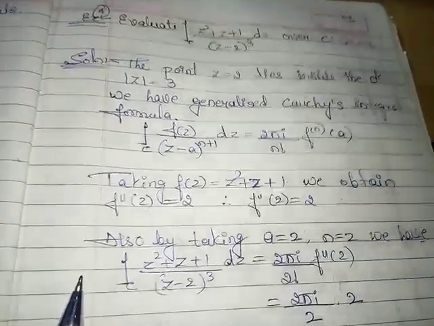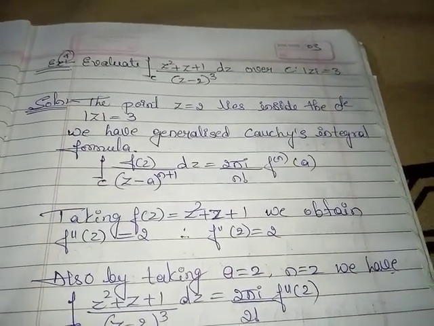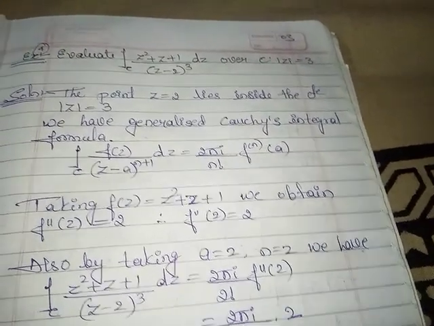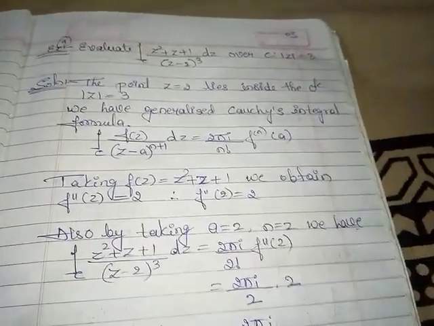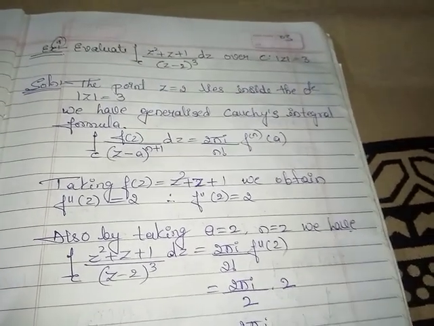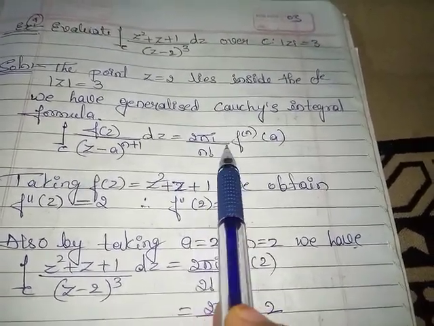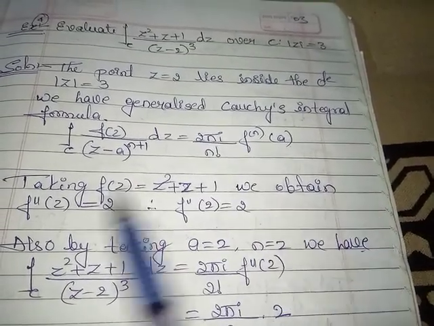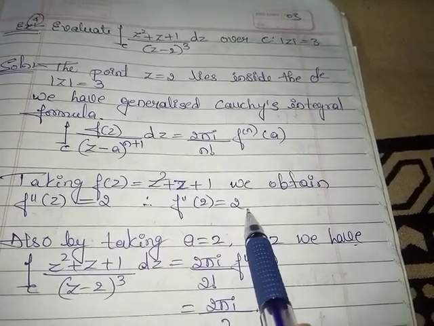Next example, evaluate the integral over C of z square plus z plus 1 divided by (z minus 2) whole cube dz, where |z| is equal to 3. The point z equal to 2 lies inside the circle |z| equal to 3. We have the generalized Cauchy integral formula. Taking f of z equal to z square plus z plus 1, we obtain f double dash of z is equal to 2. Therefore f double dash of 2 is equal to 2.